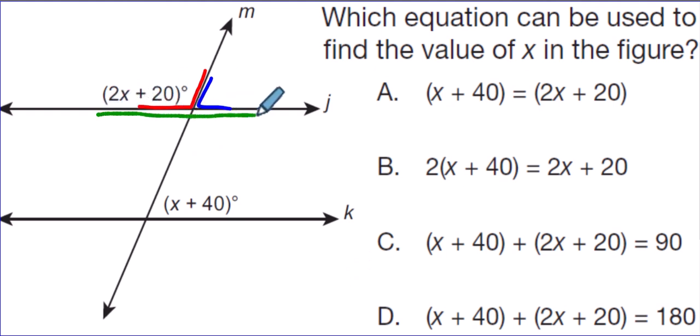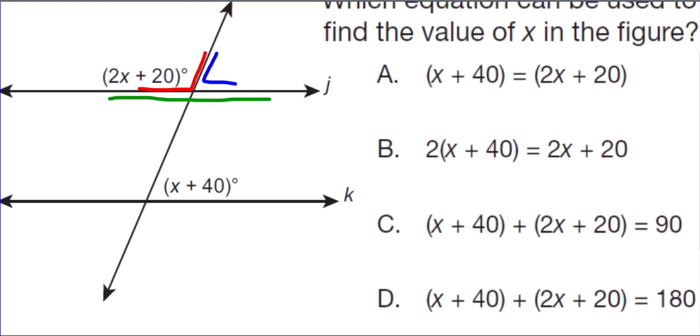that we see as line J. Straight angles are 180 degrees, which means this angle here, 2x plus 20, plus the x plus 40, because again, this angle up here that I made in blue is the same as this angle down here, x plus 40. So 2x plus 20 added to the x plus 40 should equal 180 degrees. That is obviously, as you can now see, choice D.